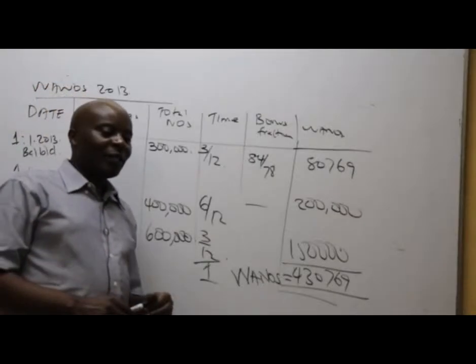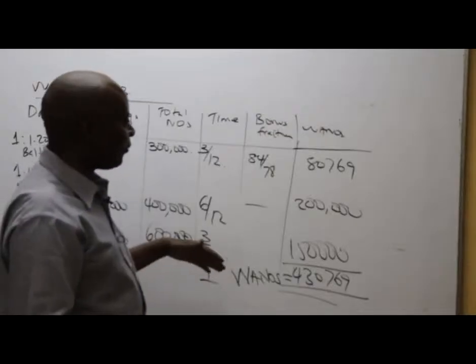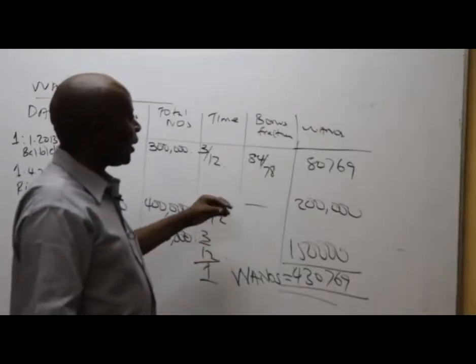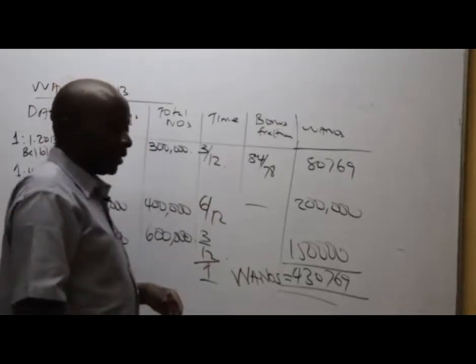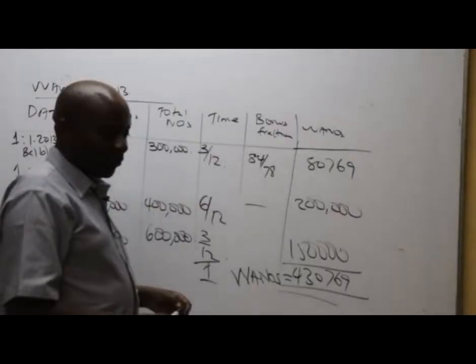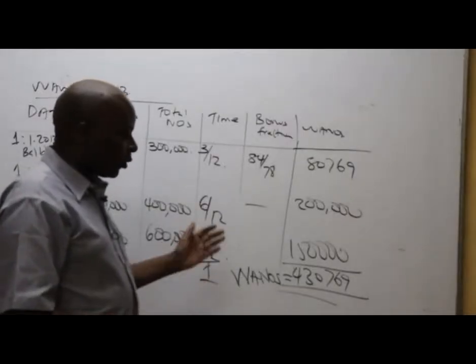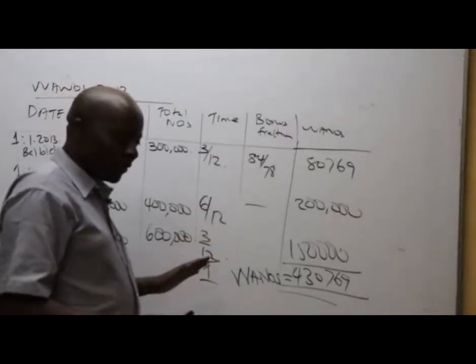So, ladies and gentlemen, we can even go ahead and finish this. If you wish, you can tell us the basic EPS in the year 2013. 430.77 in thousands, that is still correct.